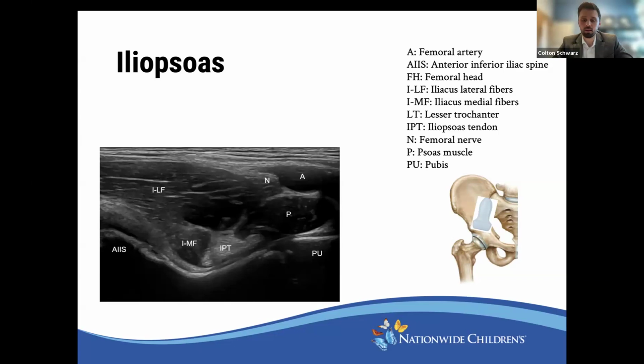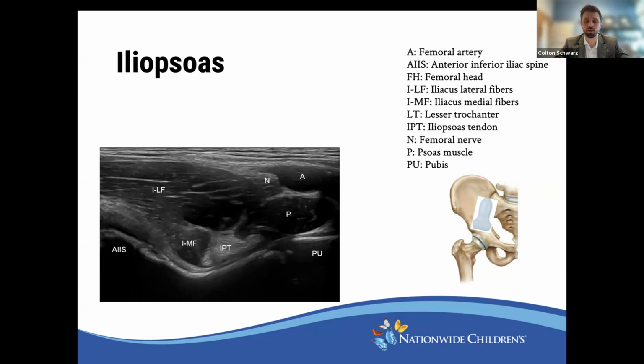And so that iliopsoas tendon should be checked for the presence of any bursal distension or inflammation. If there is bursal distension, it's typically going to be deep to the tendon, underneath it along the brim of the pelvis, and it can extend medially. This seems to be a pretty uncommon finding, even in the setting of internal snapping hip syndrome.